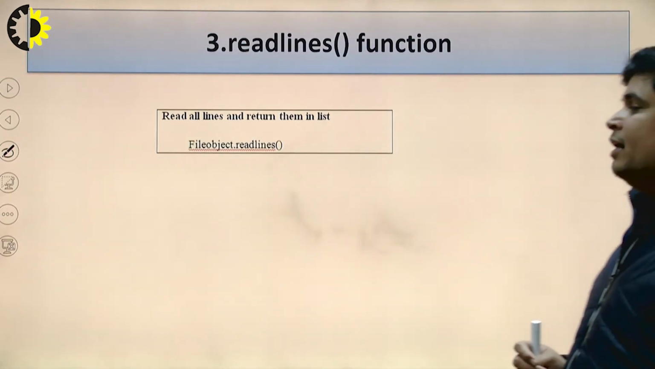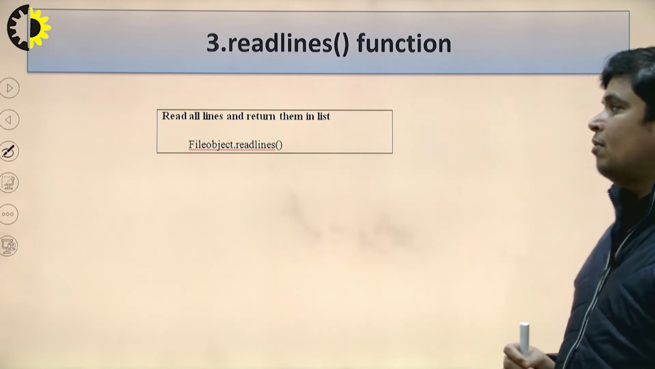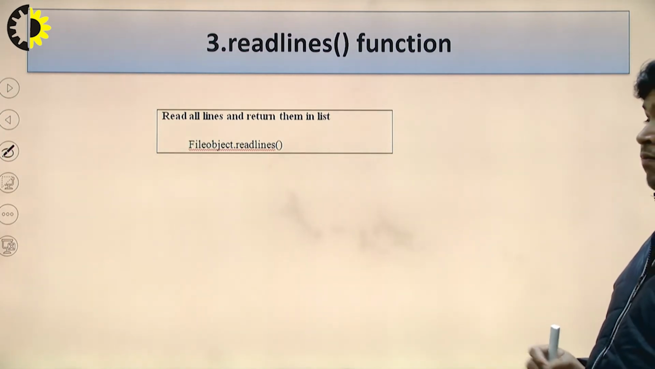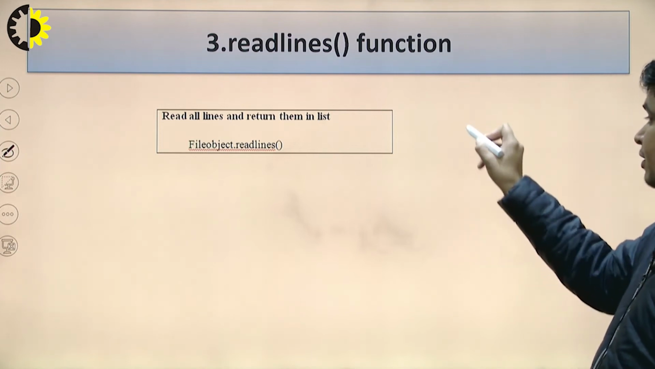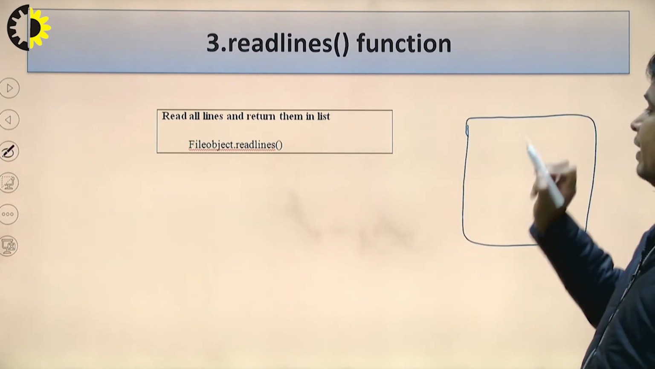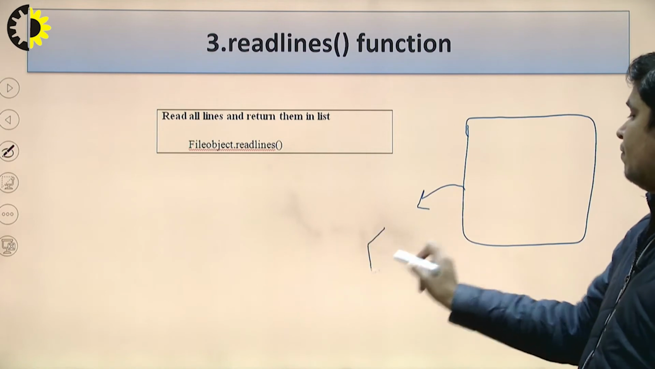Next one is the readlines function. Basically, readlines function, read lines, not readline. The readlines function reads the entire data of the file and returns it in the form of a list.